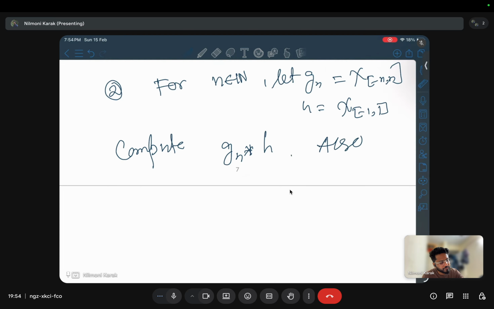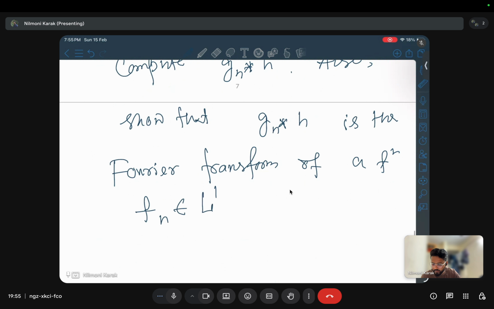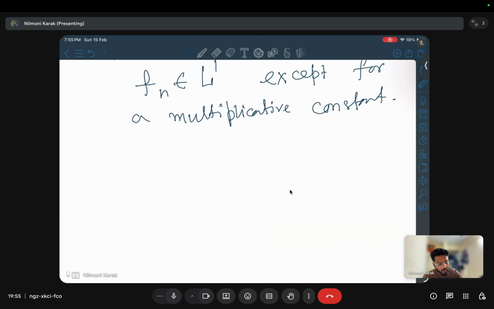Also, show that G n star h is the Fourier transform of a function f n belongs to L1, except for a multiplicative constant. f n of x is sin x sin nx divided by x square.